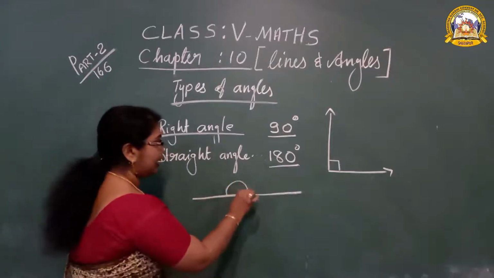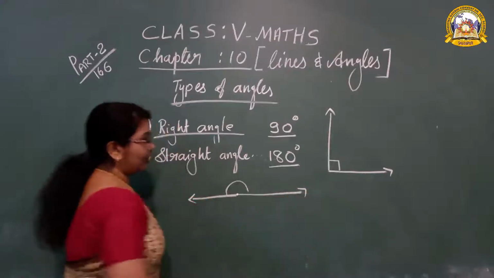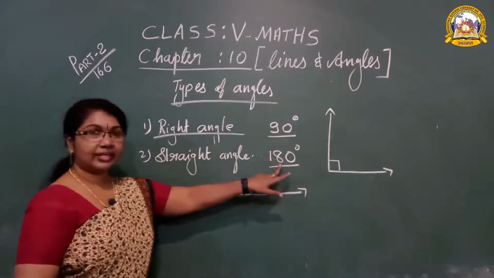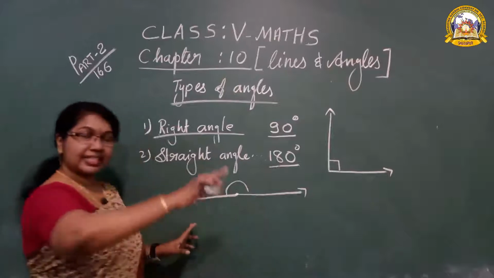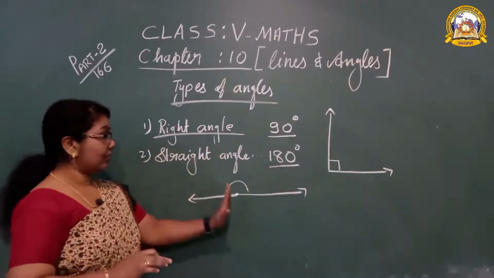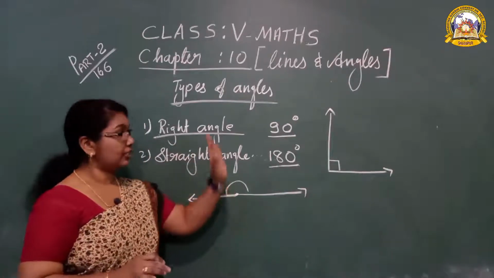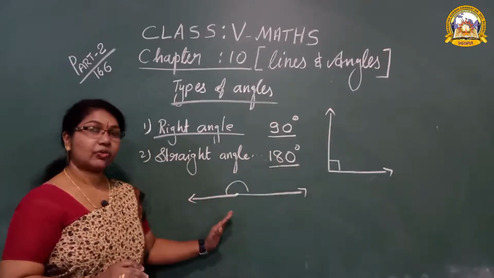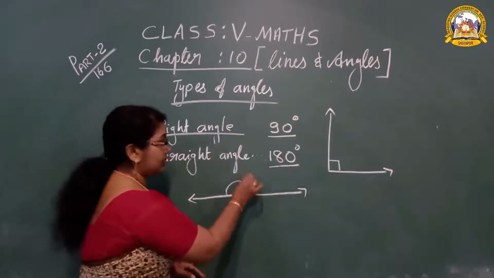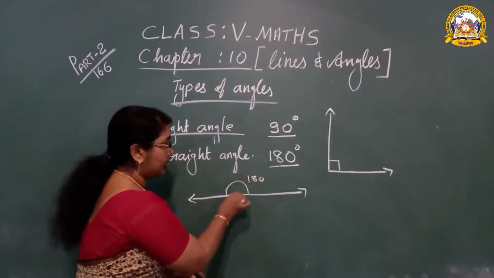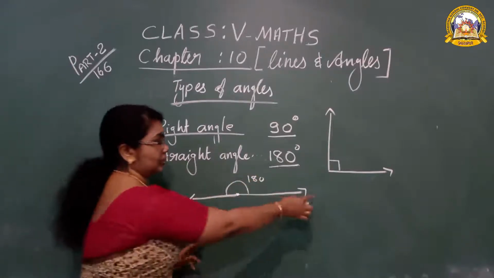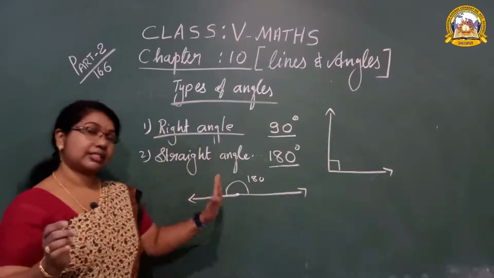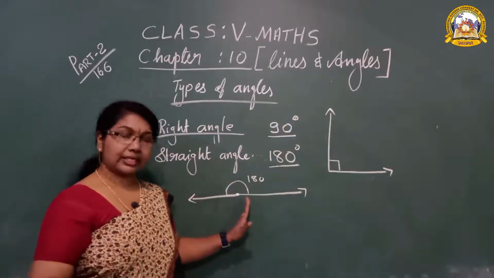So this is this angle. Can you say how many degree? 180 degree. Two rays. We are studying straight line. So this one angle measure is 180 degree. Such angles are called straight angle. This two rays joining to the straight. Such angles are called straight angle.